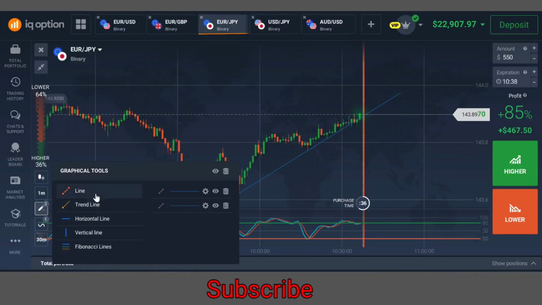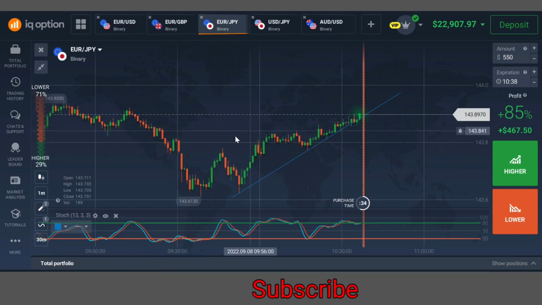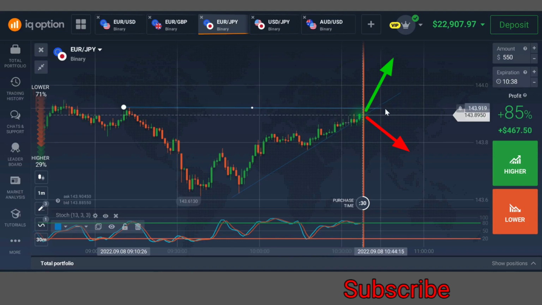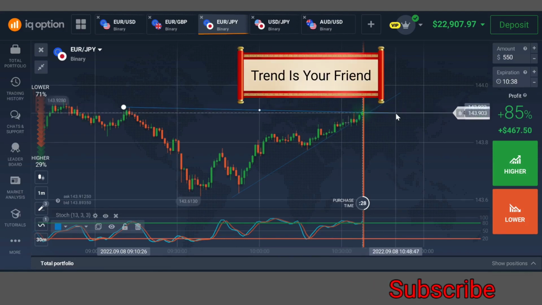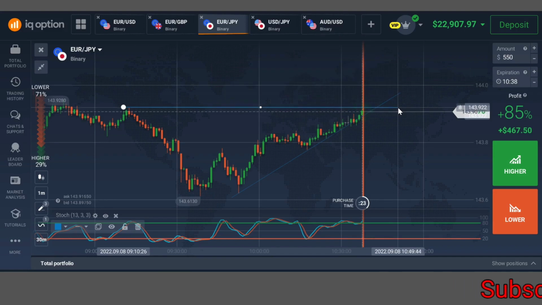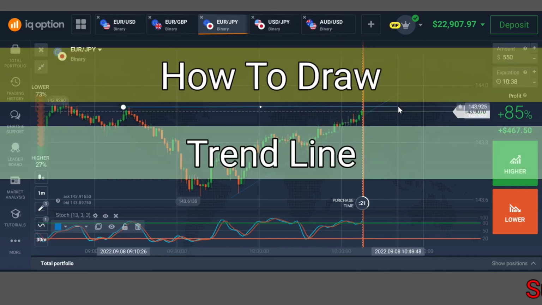So first we learn about trend line, because with the help of trend line you get to know the direction of the market. It shows the direction of the prices of the market, because trend is your friend. We have to trade with the trend. That's why trend lines are so important. Now let's see how to draw a trend line.